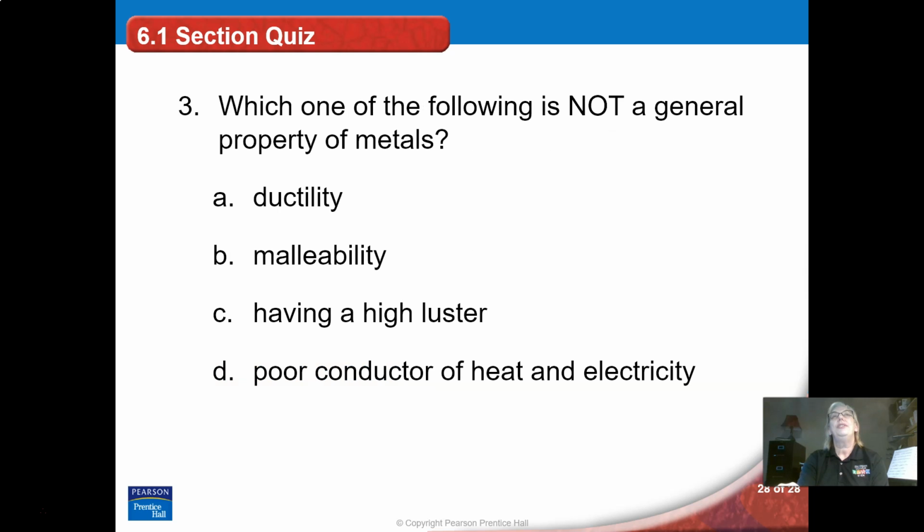And what's not true about metals? So that's the opposite. They allow heat and electricity to run through them.